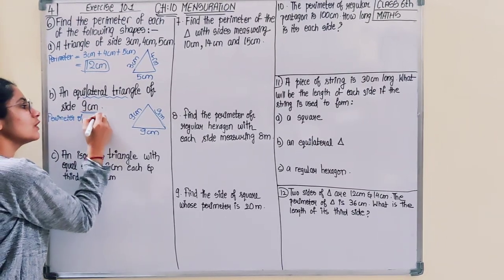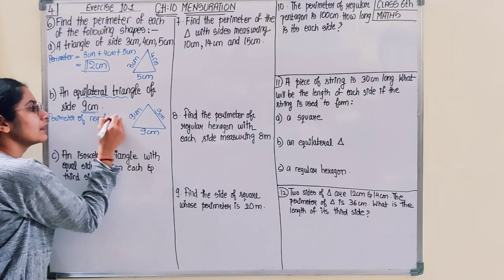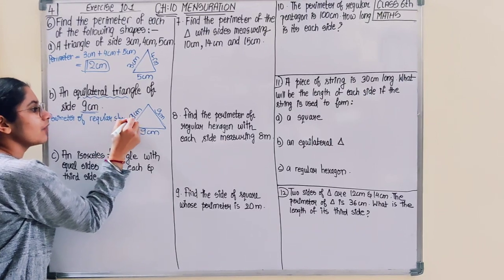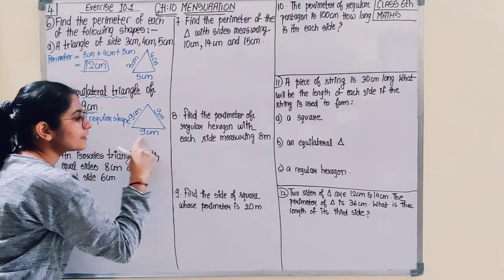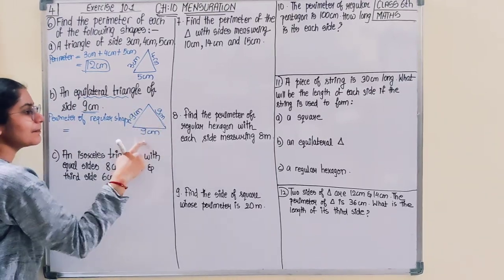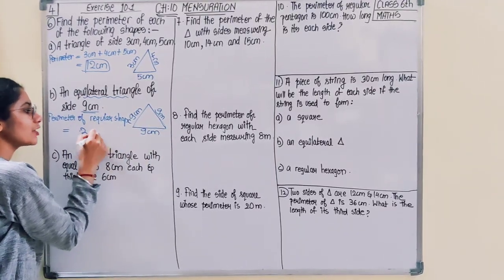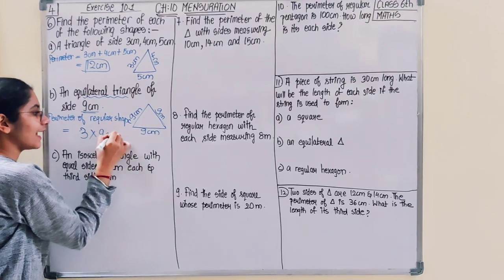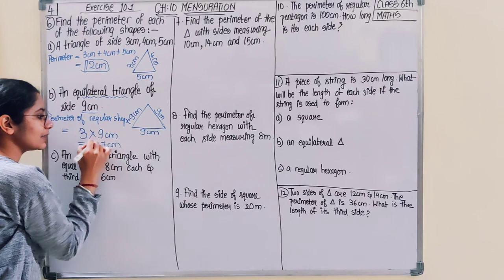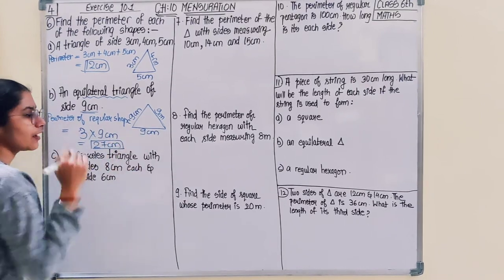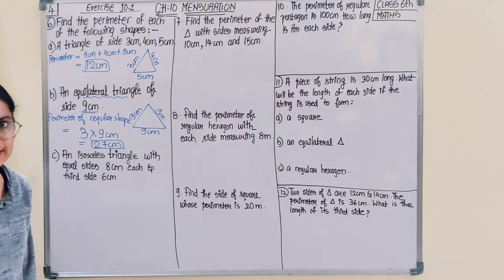perimeter of regular shape. And what is its formula? Number of sides into length of each side. How many sides? 3. Length of each side is 9. 9 3s are 27. 27 centimeter is the perimeter of that equilateral triangle.